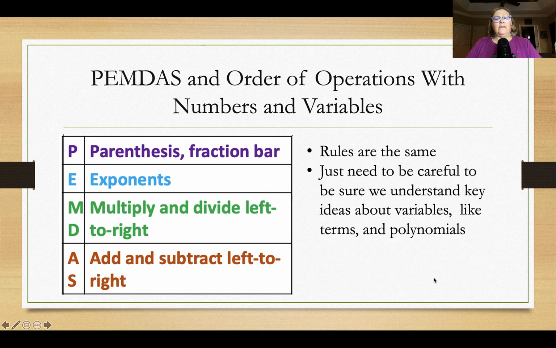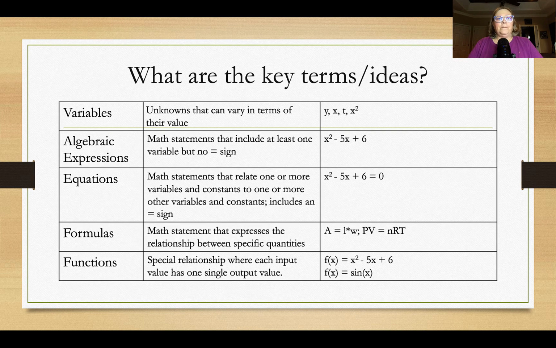So when you have numbers and variables, the rules are just the same. You just have to be careful that you understand the key ideas about variables and like terms and polynomials. So make sure that you know what you can add and subtract together. They have to be like terms. Make sure you know how to deal with exponents when you have variables, things like that. And that's a lot of what we're going to learn in this unit.